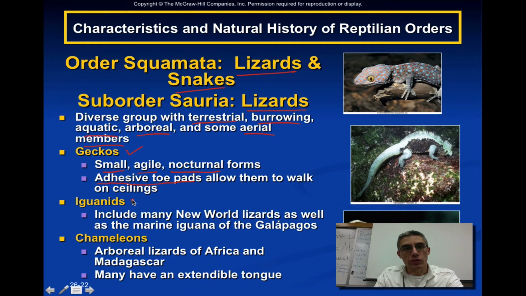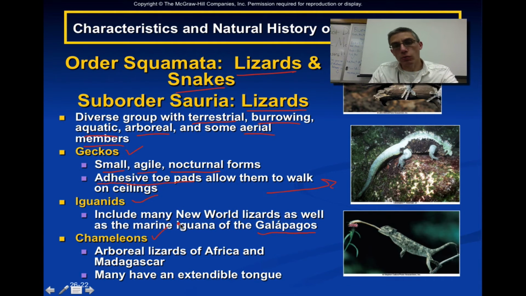Now, another group is the iguanids, and this would be something very similar to the green iguana, maybe the marine iguana that you see over here on the right-hand side. And this includes many of the New World lizards as well as the marine iguanas that you might find on the Galapagos. And then the third group are the chameleons.